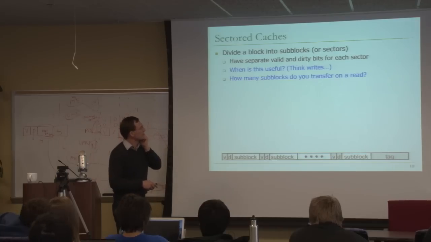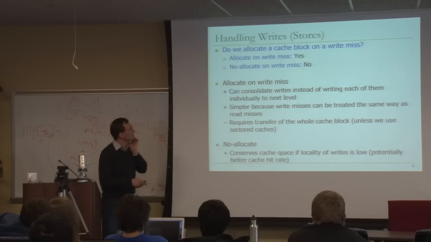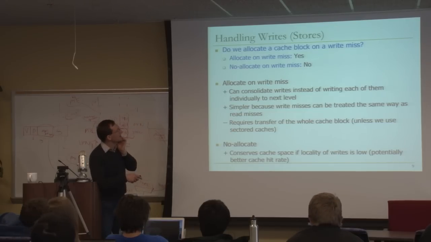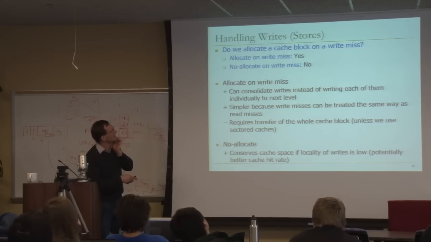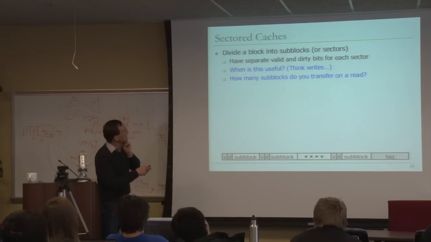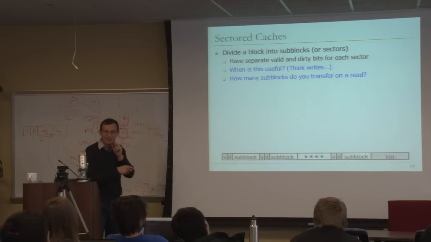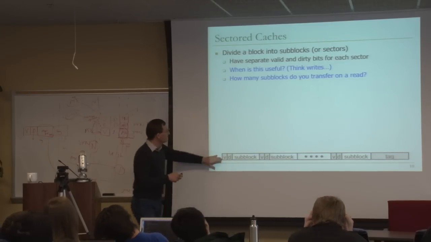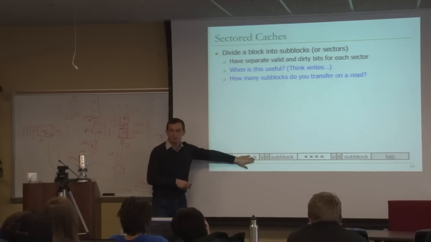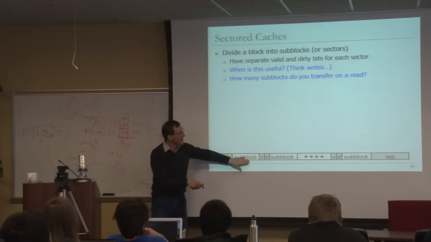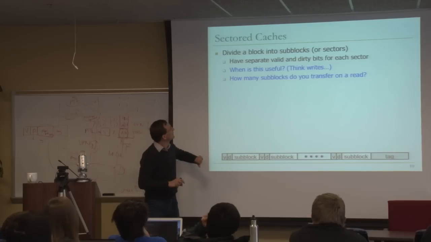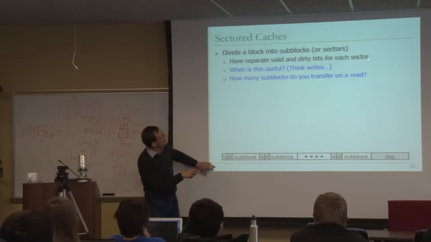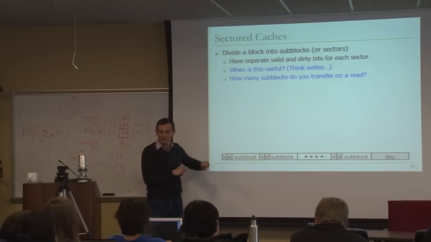So people have developed sectored caches to solve part of this problem. Basically, and actually this could be helpful in other cases also. The idea of sectored caches is to divide a block into sub-blocks. You still have a large block, let's say 64-byte block, but you keep valid and dirty bits on a per sub-block basis. And you keep the tag for the entire block. And this is called a sector, basically. Have separate valid and dirty bits for each sector. Sector is also called sub-block. So sub-block caches, sector caches, they're the same, if you hear that.